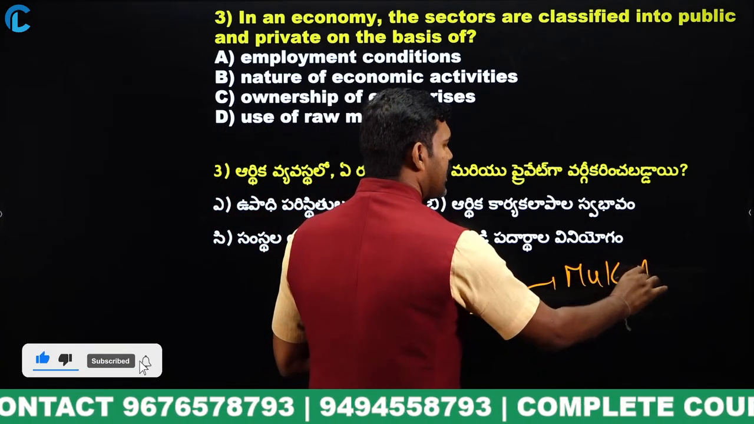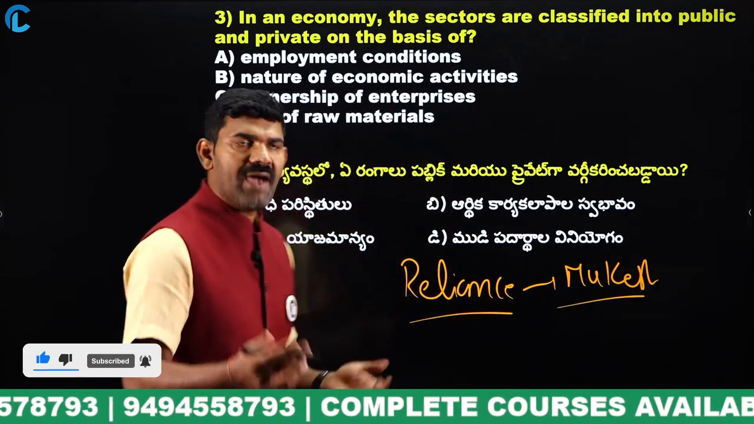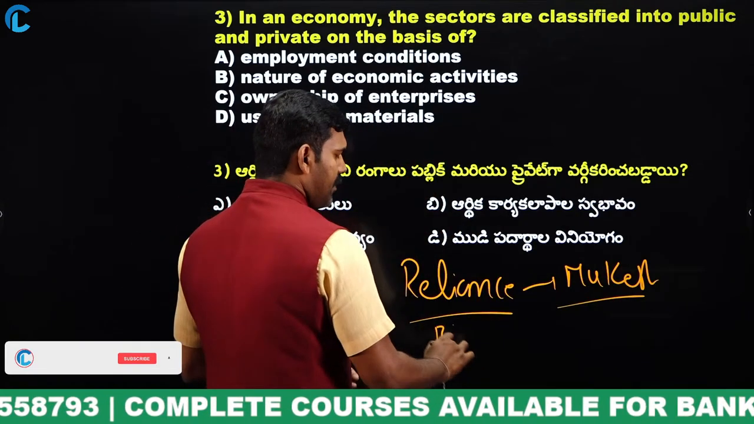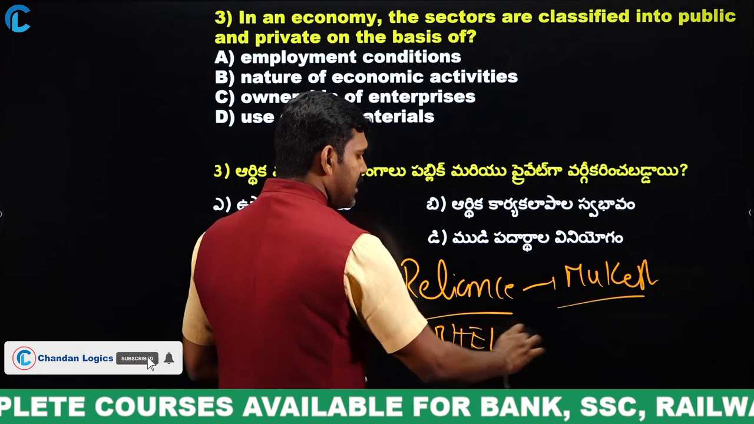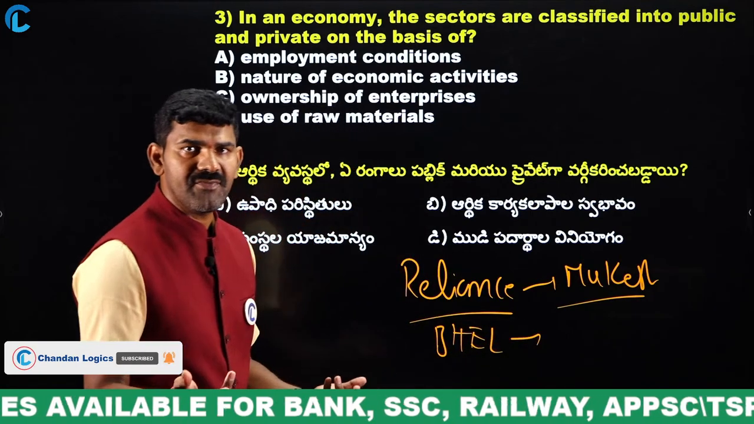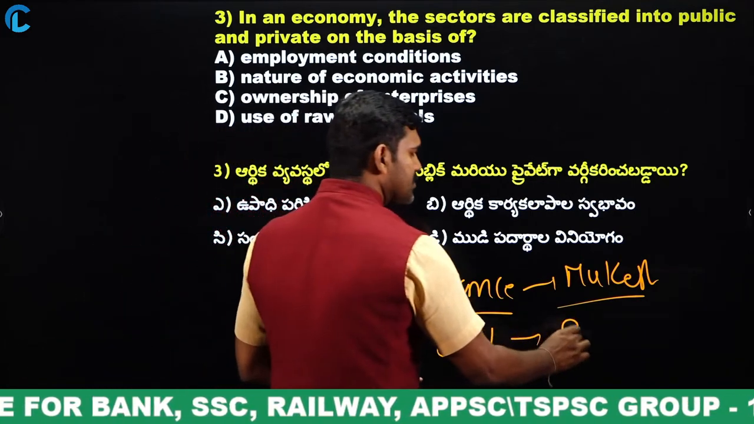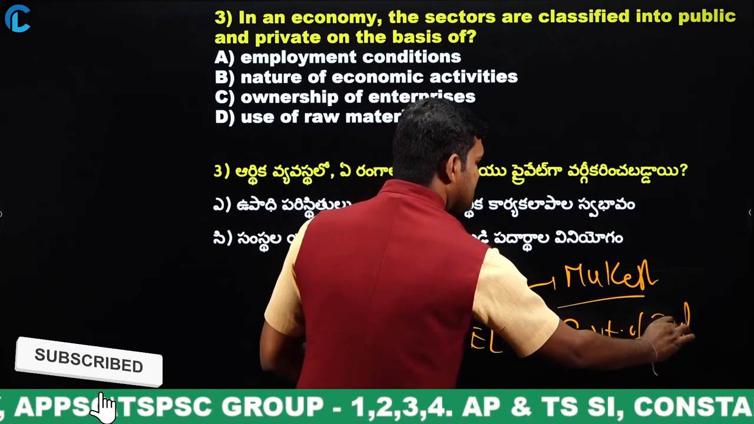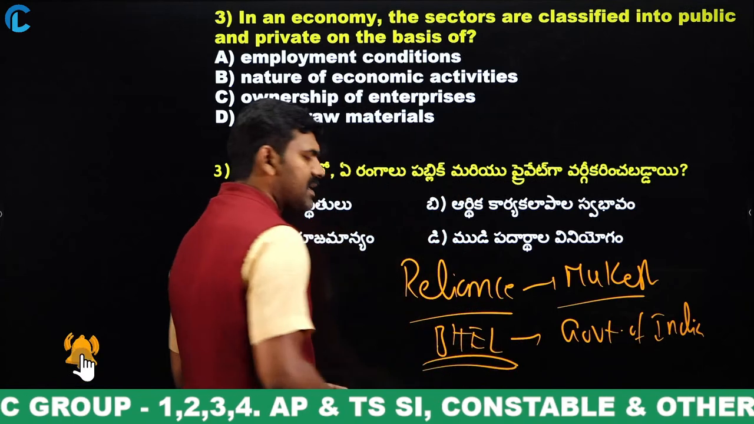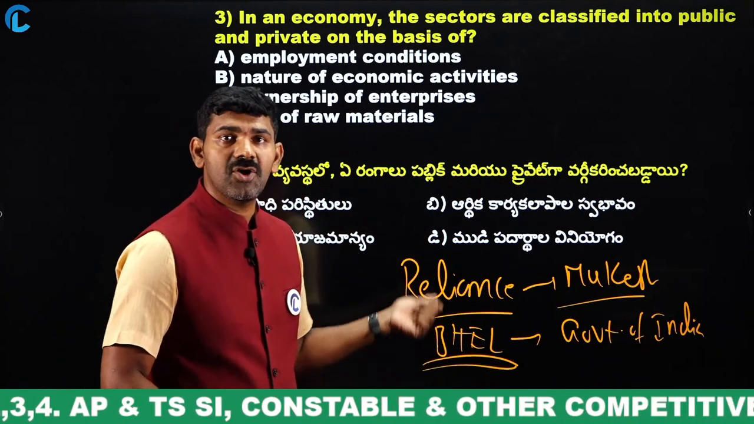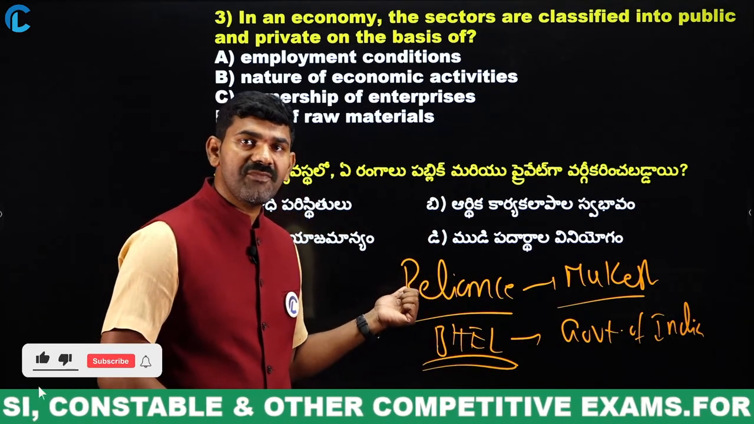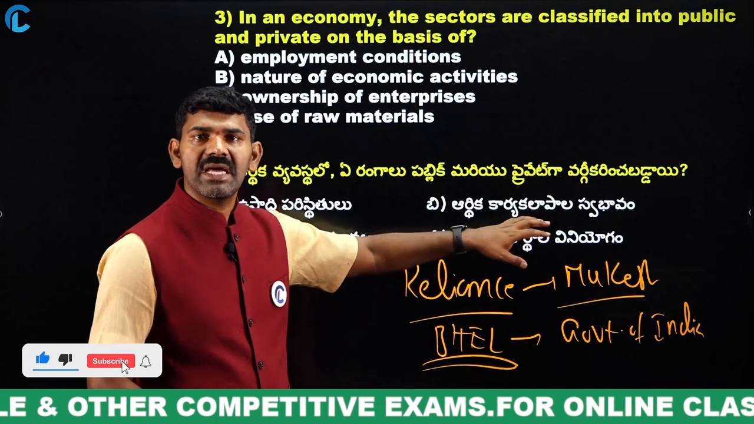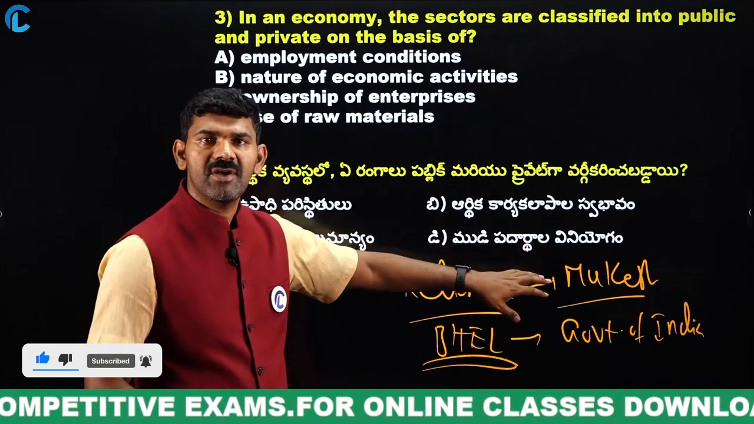Okay. Now, Mukesh Ambani is a private person. If I ask you, is BHEL public or private, then you don't find one person, you find the Government of India. So the owner of BHEL is the Government of India. On what basis are you calling BHEL government? Because the owner of BHEL is the Government of India. The owner of Reliance is Mukesh Ambani, a private person, and the Government of India is a government.